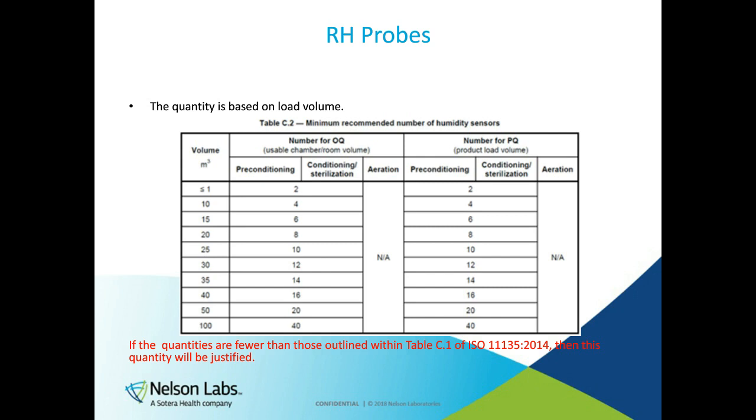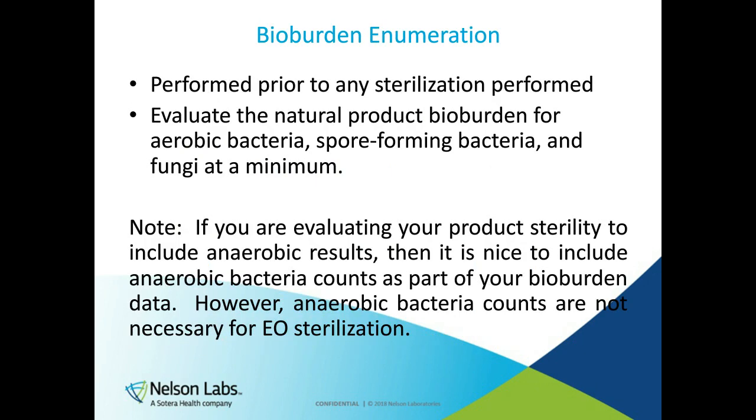So going into the bioburden enumeration, this is performed prior to any type of sterilization effort. We evaluate the product bioburden for the aerobic bacteria, spore-forming bacteria and fungi at a minimum. You can include anaerobes as part of the bioburden enumeration, but we're not too concerned with anaerobes when it comes to EO sterilization. However, as a conservative effort, you can consider evaluating anaerobic bacteria.